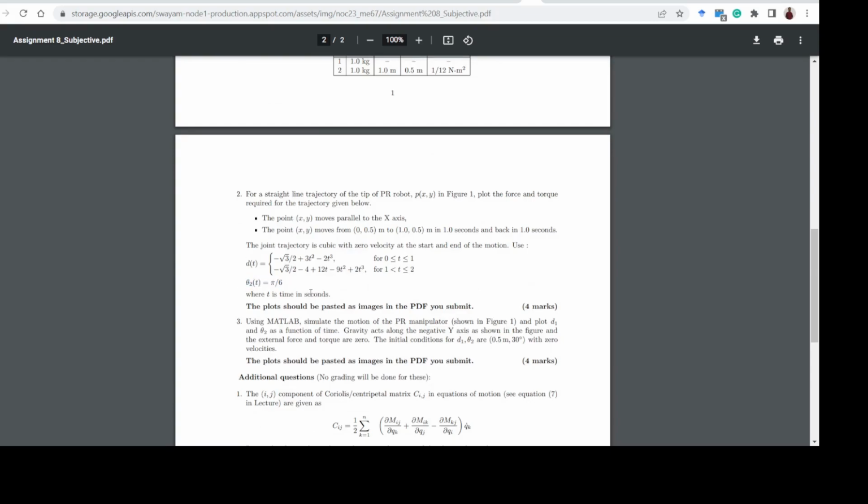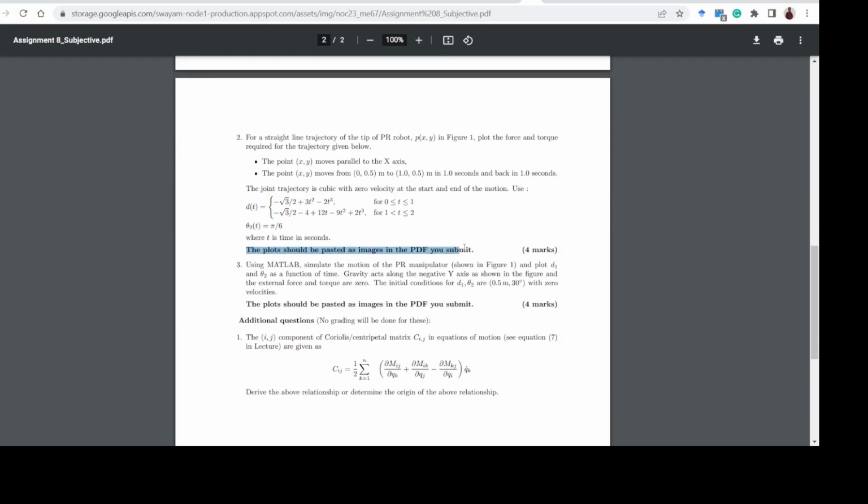So from these trajectories you can get d dot, d double dot, and theta dot, theta double dot. You put them in your expressions for tau in the right hand side, and then you will just get expressions for the forces and torques, whatever is required. And you just have to plot, you have to do this in MATLAB.